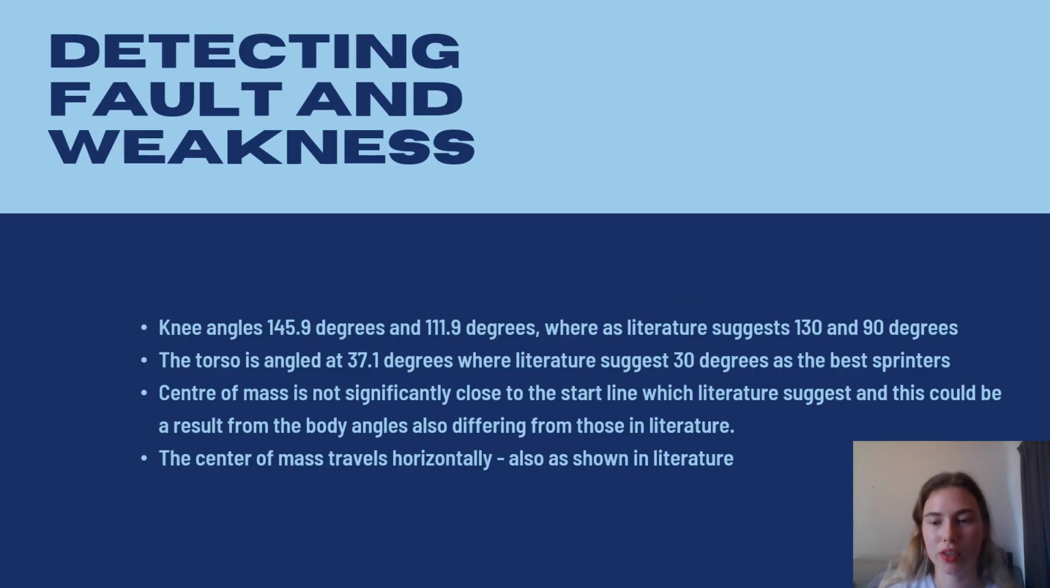Focusing on the body position, especially from those photos before, the degrees were quite different from those mentioned in literature, which were the best for this skill, the biomechanics of this skill. And this could explain why the center of mass was not close to the start line, which literature again suggests. So this could be the result of the body angles not being as correct in comparison to the literature. But in regards to the center of mass, it does travel quite horizontally, which was suggested by literature.